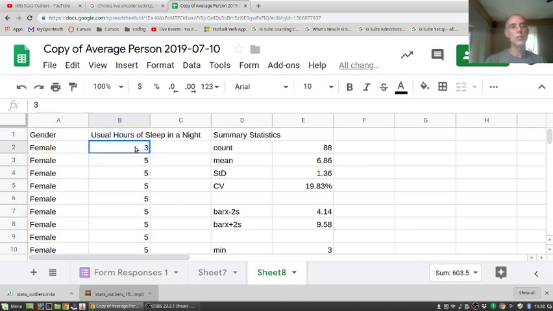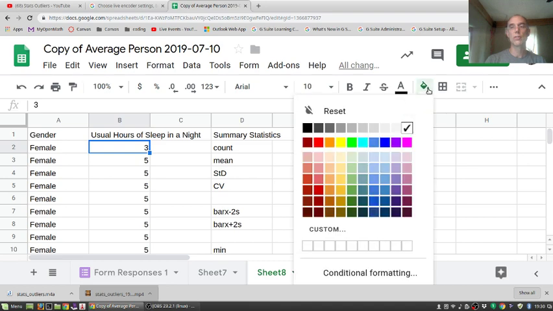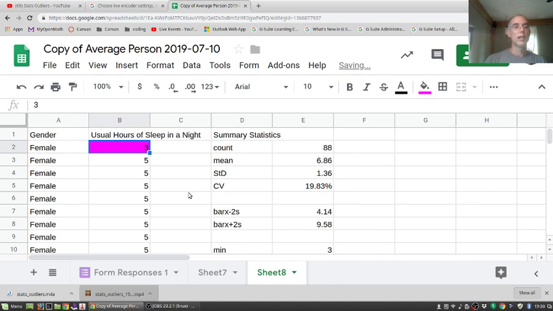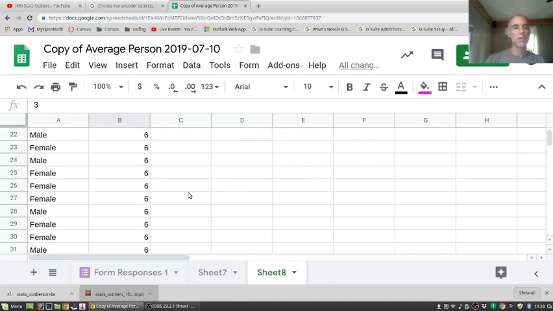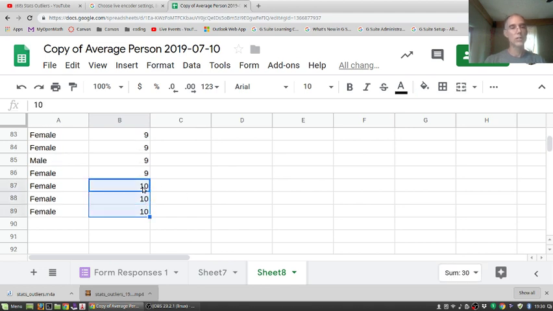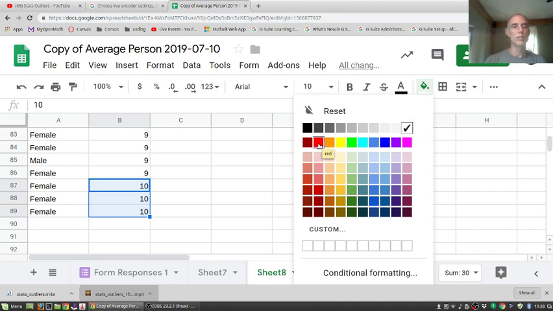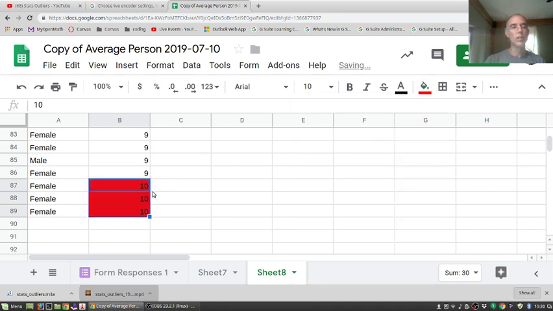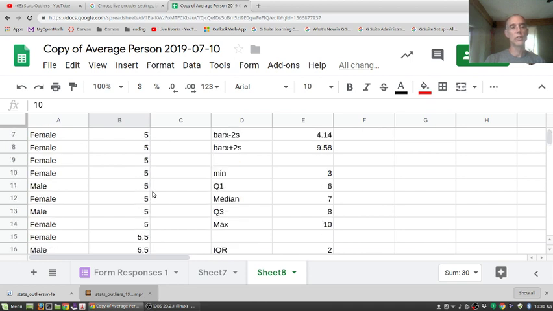So here I can see one person slept an unusually small amount of hours per night compared to the rest of the group based on the standard deviation. I'm going to highlight that number in purple. And then anything over 9.58 hours, my recollection is there were a few people that slept 10 hours a night, usually. So those are unusual also. So let's color those in maybe red. So those are outliers according to the 2 standard deviation rule.